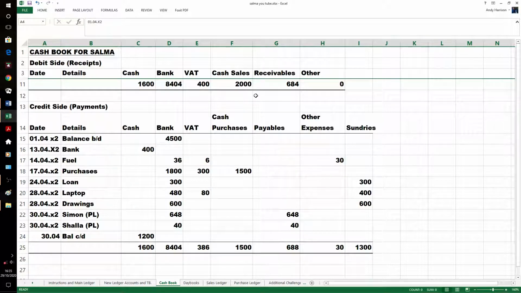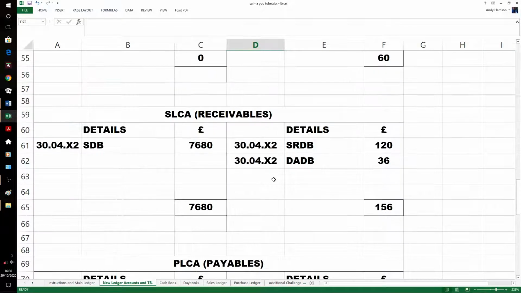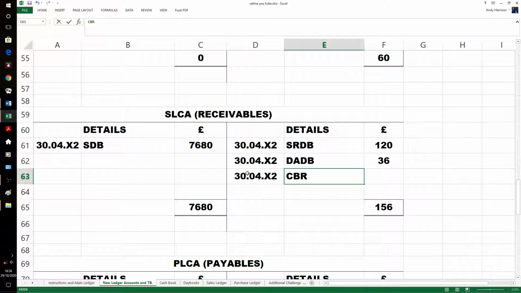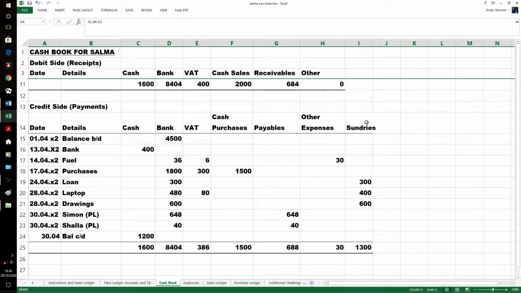And we've also got to record the fact that one of our credit customers paid us £684, debit the cash book, credit the sales ledger control account. So, wrong way. There's only the one item in there, so cash book receipts. The amount including VAT, reducing the amount owed. 684 plus 36 VAT was the 720 from Charlie. So that one's nice and easy to do because there's no awkward items.